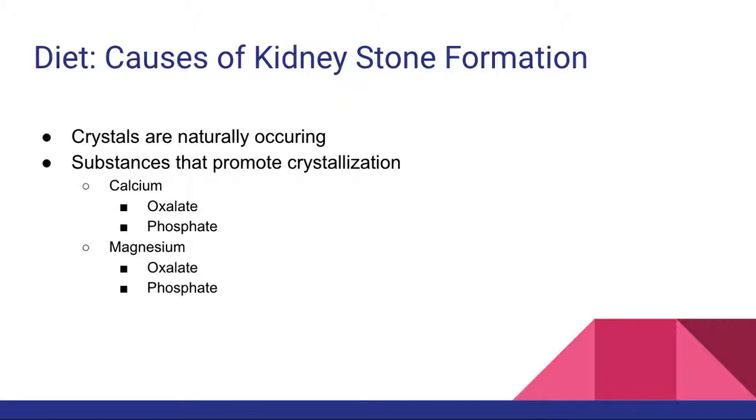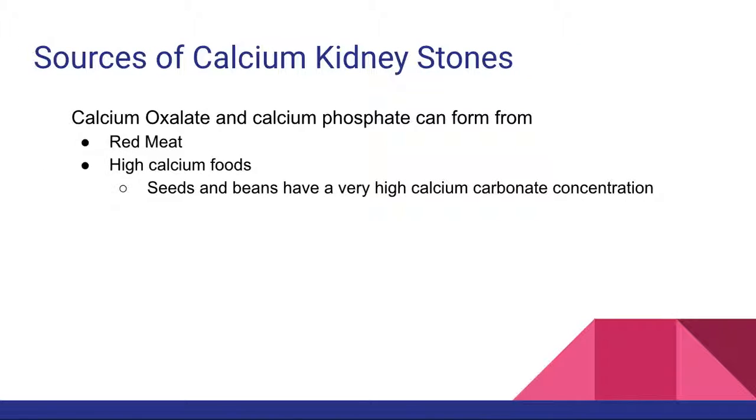Everyone has naturally occurring crystals in their urine, but an increase in the main components of the kidney stone can promote the development of these crystals into larger masses. Two of the main types of kidney stones are calcium and magnesium type stones.